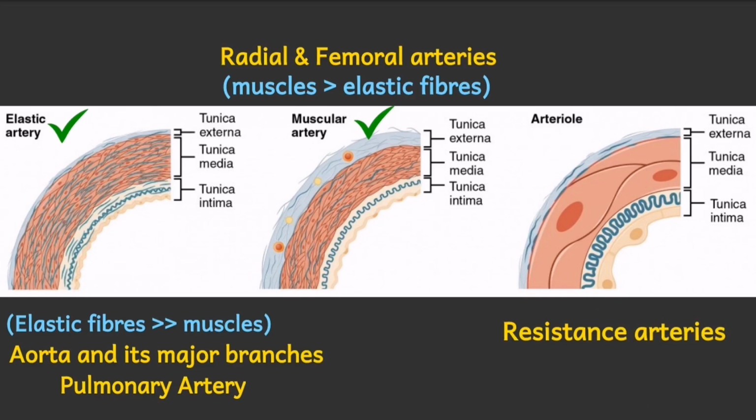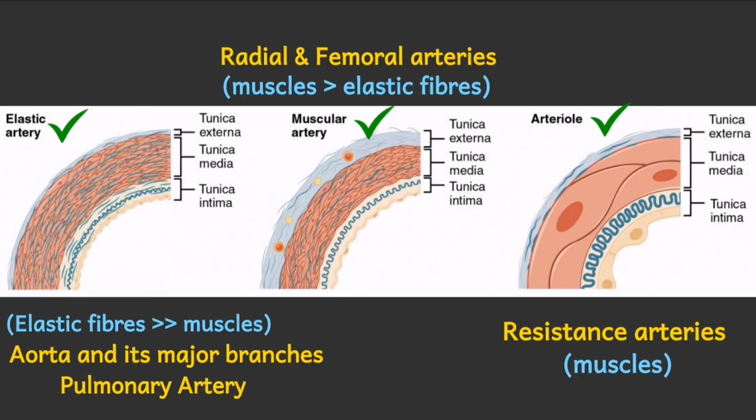Then we have the last group called resistance arteries. These are actually arterioles, and in this group, the tunica media is almost made up of smooth muscles alone, and so they are able to offer resistance to blood flow.